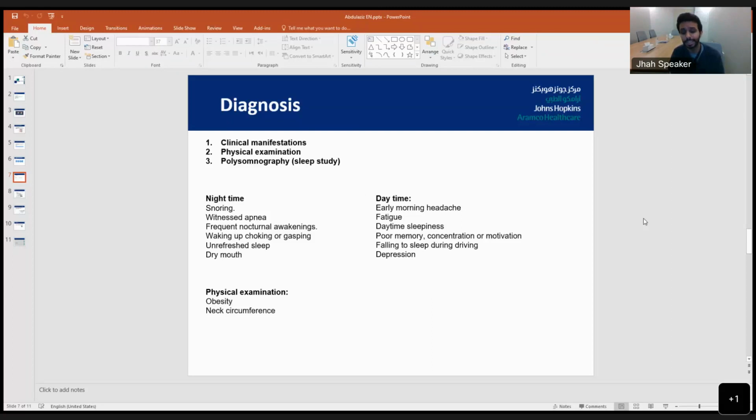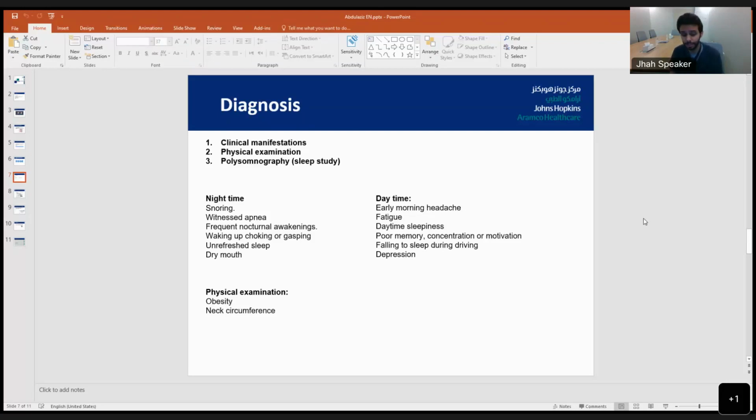Daytime sleepiness, because he did not sleep very well during the night, so he is trying to compensate during the daytime. So this patient feels always sleepy during the daytime. Poor memory, concentration, or motivation. That's because for a long time, for many years, this patient has had these episodes of sleep apnea. It will affect the quality of his sleep, and this could also have an effect on his memory, concentration, and motivation as well. Falling asleep while driving, because again he did not sleep very well because of these frequent OSAs, and depression.